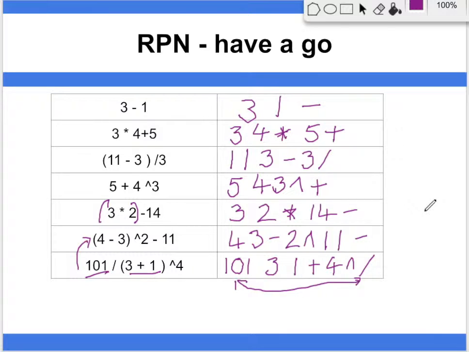Okay, so that's how we convert from infix expressions into reverse Polish notation, and we'll move on to having a look at how we store reverse Polish notations in the next video tutorial.